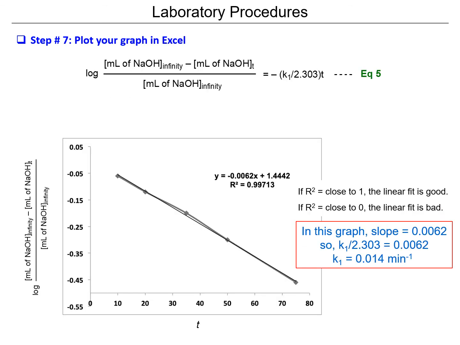Once you have your little chart, if you had your laptop in lab, you could put it directly into Excel or any other spreadsheet program you might have. So it's just simple in terms of charting it: the axis at the very bottom is going to be your time, from time 0 to 75 being the longest that's needed. And then your y-axis is going to be equation 5, the value you get from that. So it's the log of the infinity milliliters minus the time milliliters of sodium hydroxide divided by the milliliters of sodium hydroxide at infinity again.